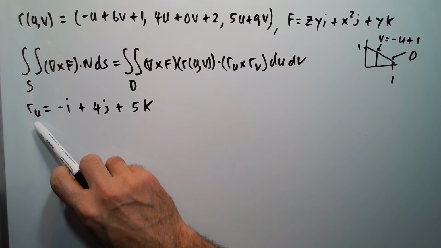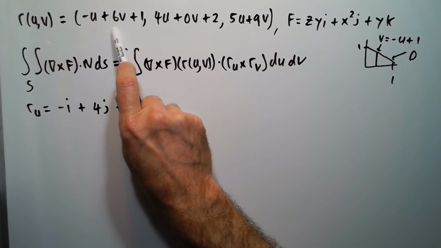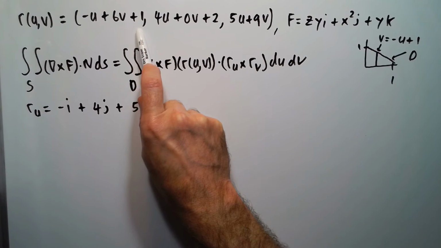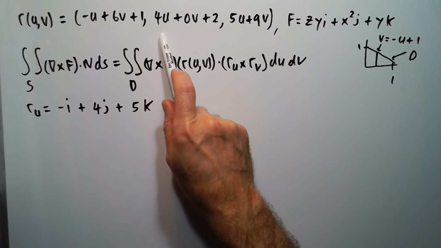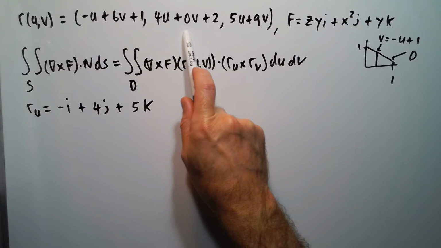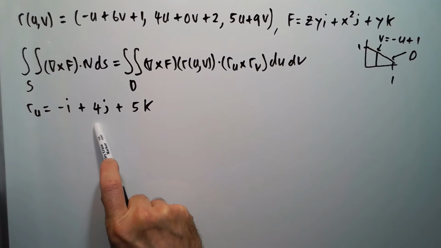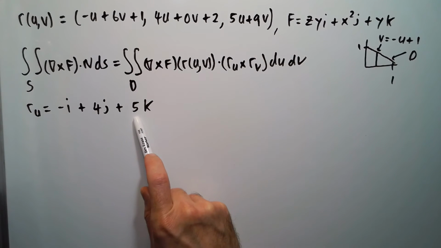So r_u, the derivative of r with respect to u, I claim is this. If you look at the first component up here, the derivative of negative u would be negative 1, and these are v and constants, so it'd be 0, so just negative 1. I'm writing it in i notation. Then moving on to the j component, which is the second component here. The derivative with respect to u of 4u would be 4, and the derivative of this guy with respect to u would be 5, that'd be 0, so it'd be 5k.